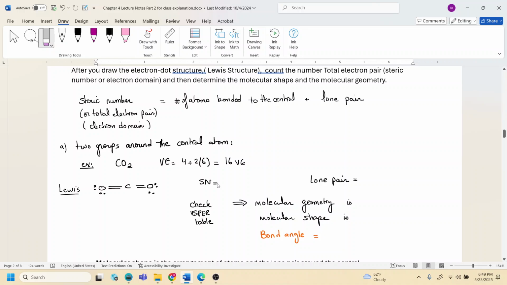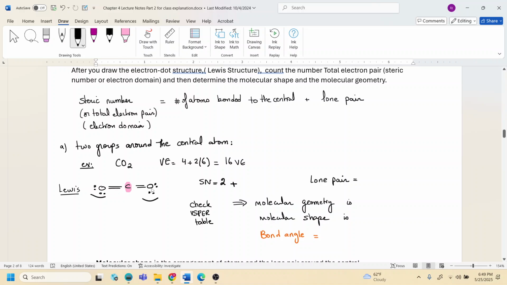So the steric number is the total number of atoms bonded to the central atom. So I go over here and say, okay, my central atom is carbon. The total number of atoms that are bonded to the central atom is two atoms, right? So that is going to be two, plus the lone pairs. What are the lone pairs? The lone pairs on the central atom.